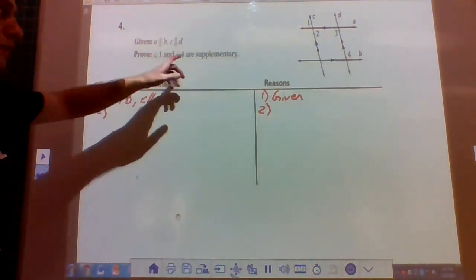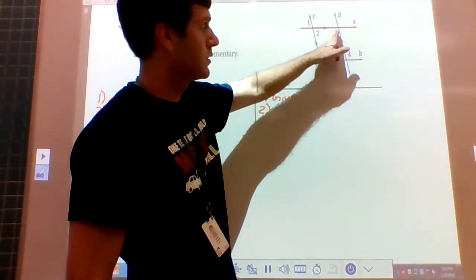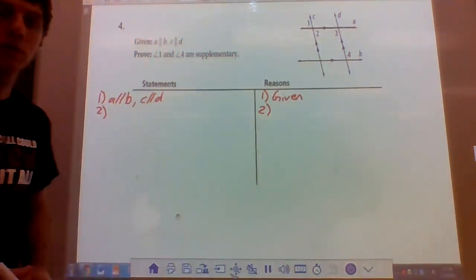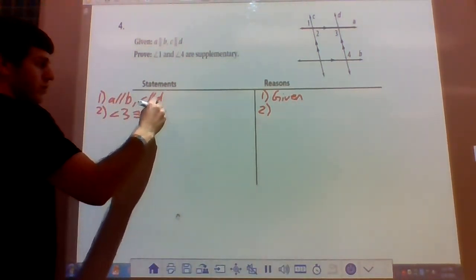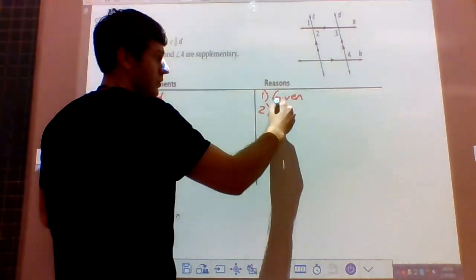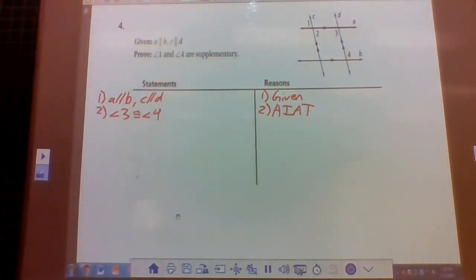So they're telling us A and B are parallel. Since A and B are parallel, we know that 3 and 4 are alternate interior angles. So those alternate interior angles are going to be congruent. So we're going to say angle 3 is congruent to angle 4. That's our alternate interior angle theorem. Alternate interior angles are congruent.